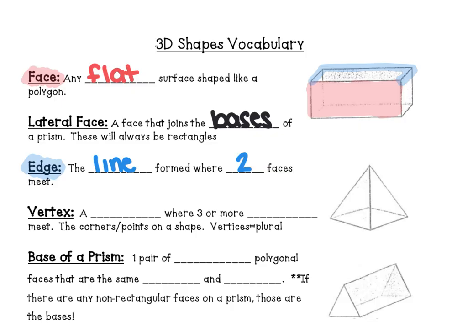Next, we're going to move on to vertex. So a vertex is a point where three or more edges meet. So I also have it on here. Think of it as they're the corners or the points on a 3D shape, so all of the corners. And then I also gave you this word, vertices, which is just the plural form of vertex. So if you see the word vertices, it's just asking how many vertex do you see? Vertex is singular, vertices is plural.